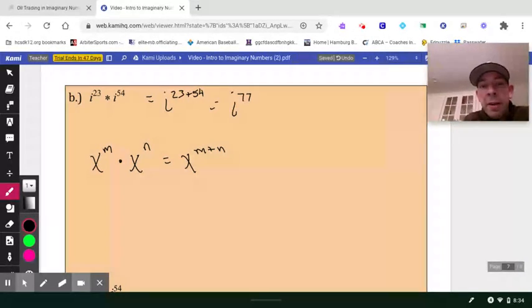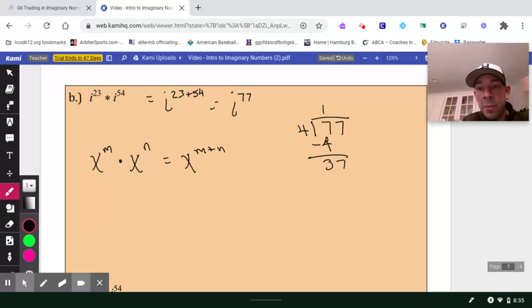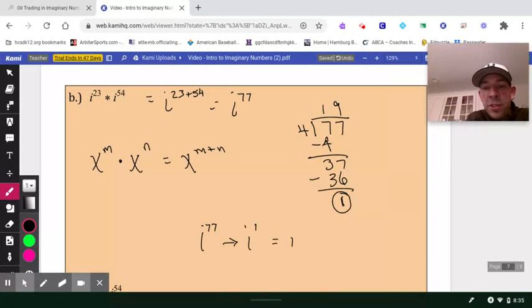So again, we can grab our calculators, or I'm going to go old school. 4 goes into 7 once. When I subtract, I get 3. Carry down the next number. Goes into 37 9 times. 9 times 4 is 36. Subtract them, I get a 1. So here's my remainder. So I know that i to the 77th is going to land on i to the 1st, which is just i.